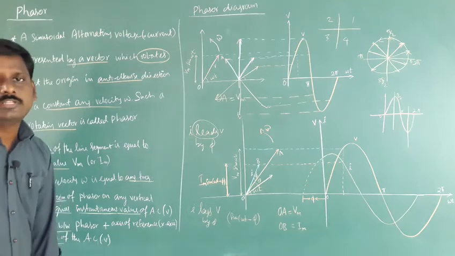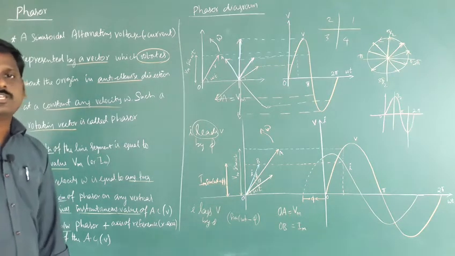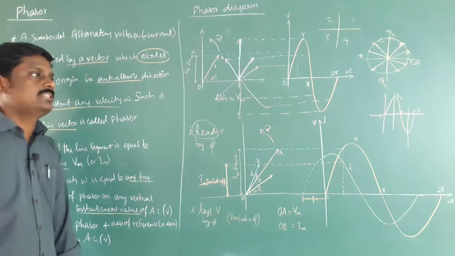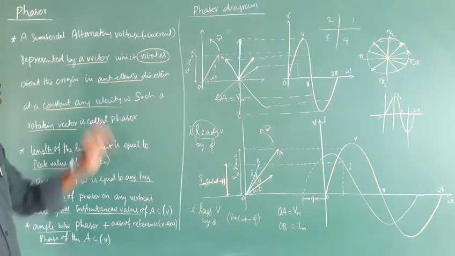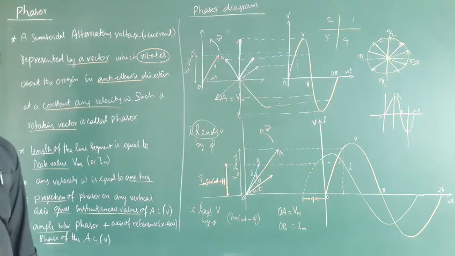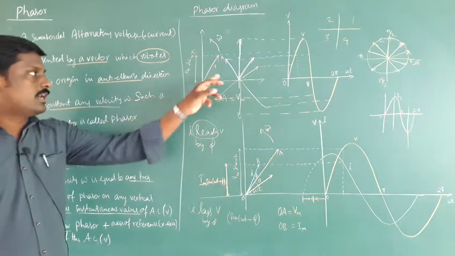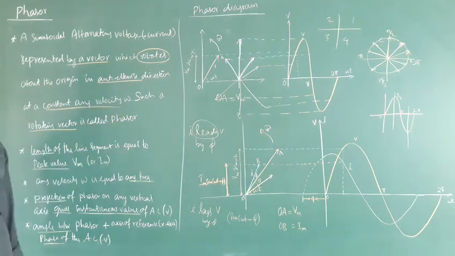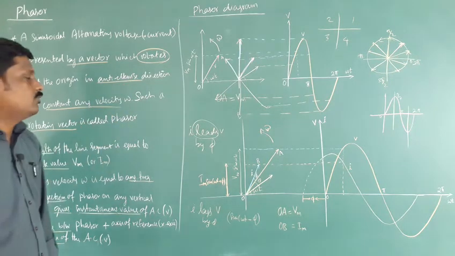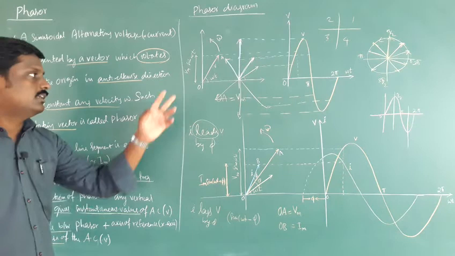Good morning students. In this class we are going to discuss phasor and phasor diagram. A phasor is a rotating vector. The sinusoidal alternating voltage or current is represented by a vector which rotates through the origin in anticlockwise direction at constant angular velocity omega. So the rotating vector is called a phasor.